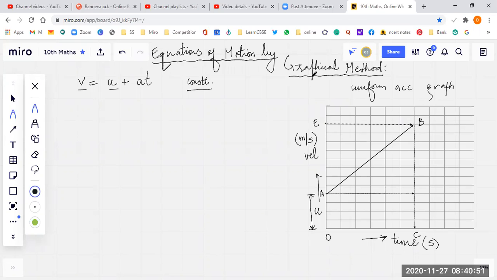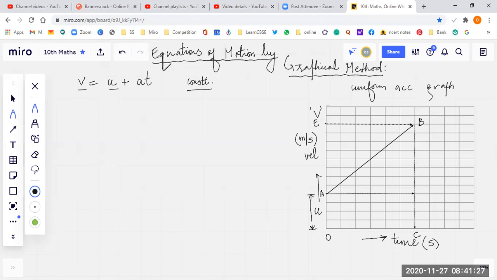Let's say a car started from rest, and then after some time the car's speed is U. U may be 30 meter per second, and after some time, this much time, OC, the velocity became OE. Let's say at point E, the velocity is V. At point A, the initial point, the velocity is U. So initial velocity is U, final velocity is V, that I have represented on this graph.